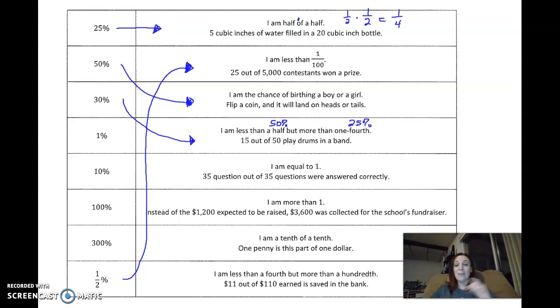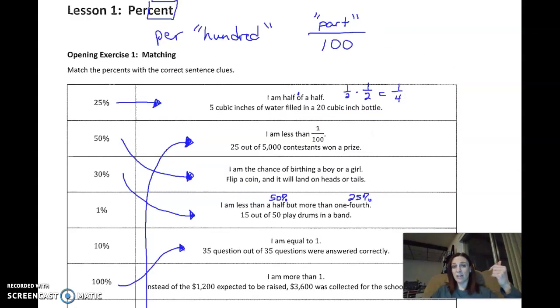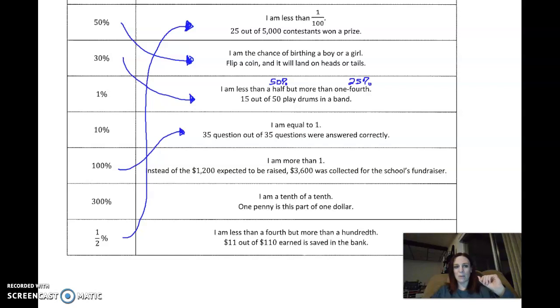Okay, I am equal to 1. 35 out of 35 questions are answered correctly. So if you had a test that had 35 questions, you got 35 right, what percent would I write on that? 100%. And you'll notice that it also tells us that 100% is equal to 1. Remember, percent is per 100. So the part out of 100. So if you have 100 over 100, 100 divided by 100 is 1. Anything divided by itself is 1.